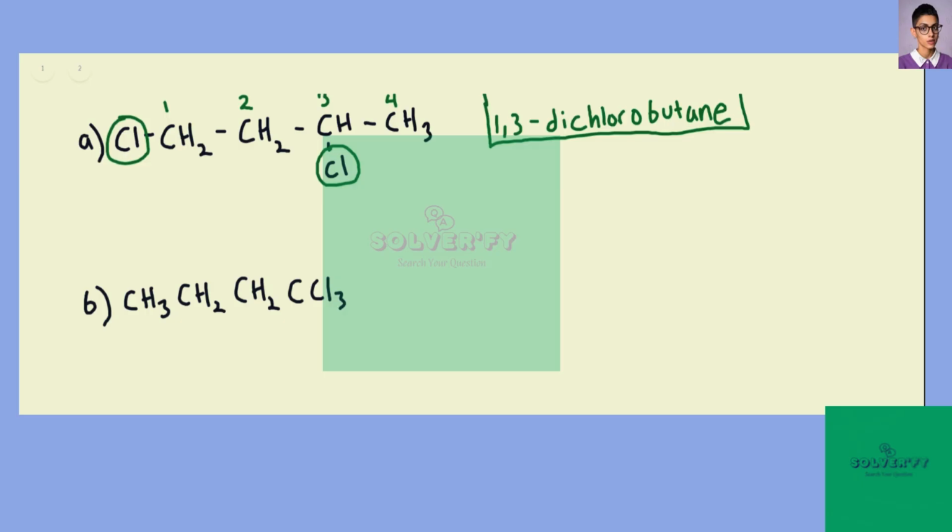I'll start numbering my carbons. My first is here because the closest branching is going to be to the 3 chlorine atoms here. 2, 3, 4. Just like with part A, my root for this is going to be a butane. And I have 3 substituents, 3 chlorine atoms off of the first carbon. So all 3 of them are off of the first. It'll be trichloro because there's 3 chlorine atoms. And our root is butane.